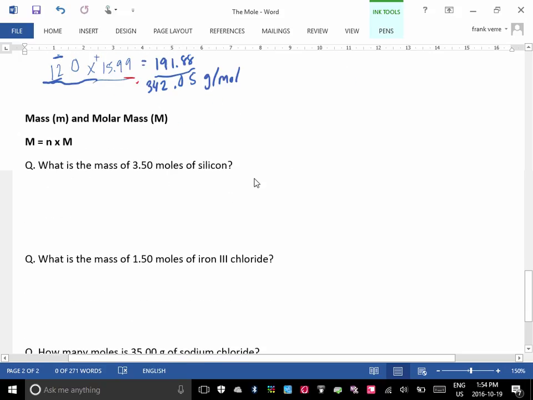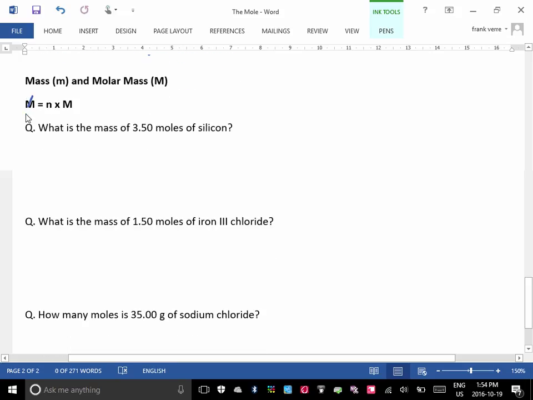Let's extend this. We could figure out how much we need of a substance with the molar mass. This actually is supposed to be a little m. Can you make that into a little m, guys? So little m, which represents mass, is equal to little n. Little n stands for what? Little n is number of moles, and big M is the molar mass. So what this formula says is, if I want to know the mass of a substance, I have to multiply the number of moles times its molar mass.